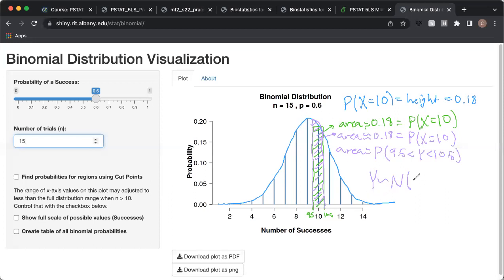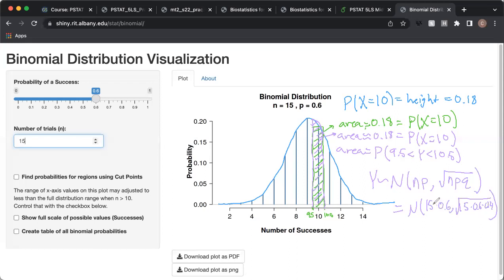So the mean is np. This is for a binomial distribution. And the standard deviation is the square root of n times p times q. And these are on your formula sheets if you don't remember them. And so n times p, well, that's 15 times 0.6. And then the standard deviation is the square root of n times p times q, where n is 15, so 15 times 0.6 times 0.4, because q is 1 minus p. It's all underneath the square root.